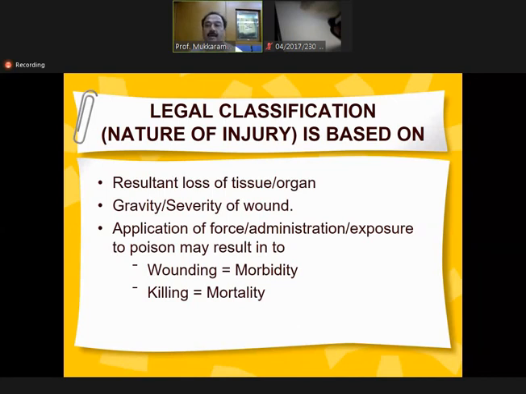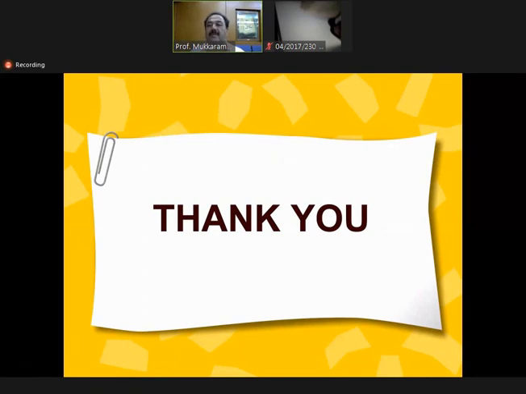Then the legal classification: it is based on loss of tissue or loss of organ, gravity or severity of the wound, application of the force or exposure to position may result in wounding, that is a morbidity. Maybe the person will get killed, and that is called mortality. This is one of the legal classifications being used in the court language. This is something about today.